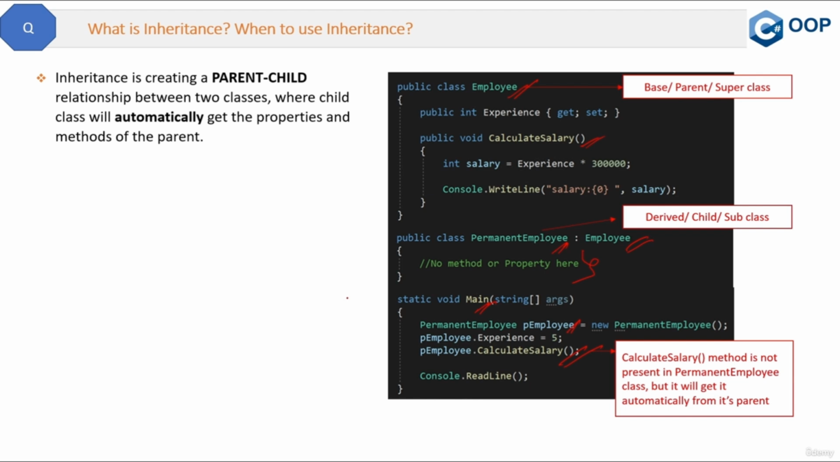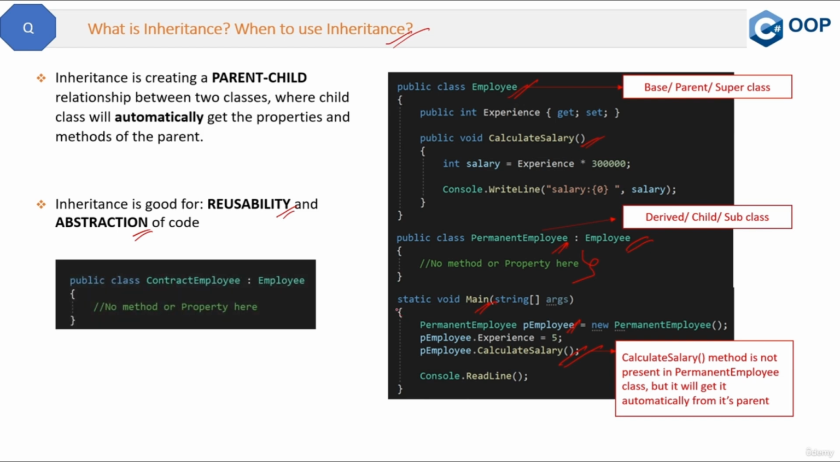Now the next part is why inheritance is an important concept in software applications. The answer is simple. Inheritance is good for reusability and abstraction of code. For example, suppose tomorrow you get a new type of employee, a contract employee. Then you can again derive from the same base class employee for getting the base class methods and properties. So you have one piece of code at one place, and you are using it at two places, two derived classes.